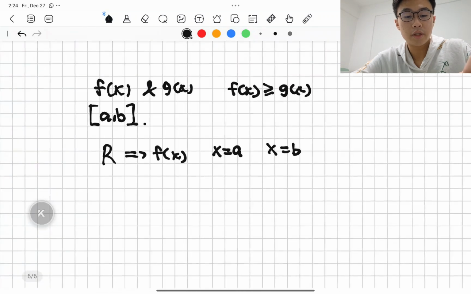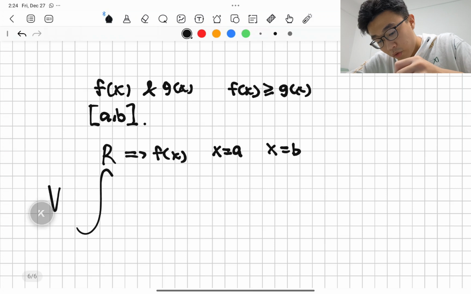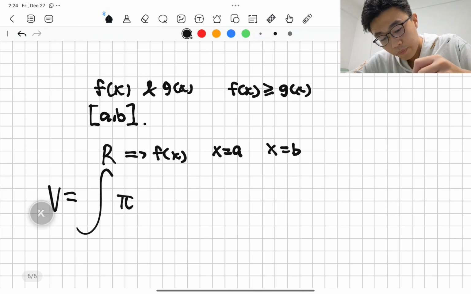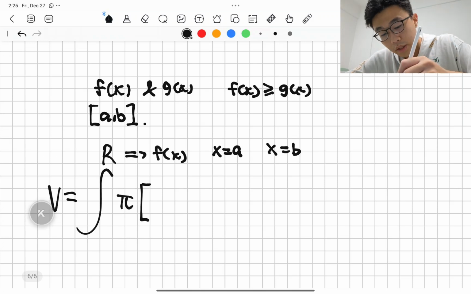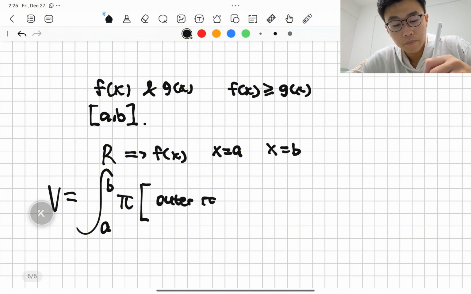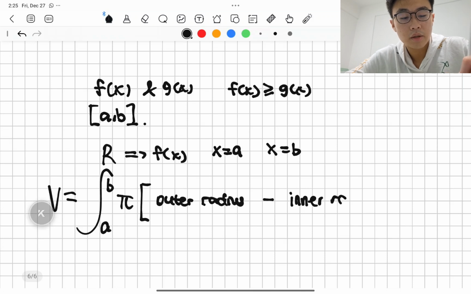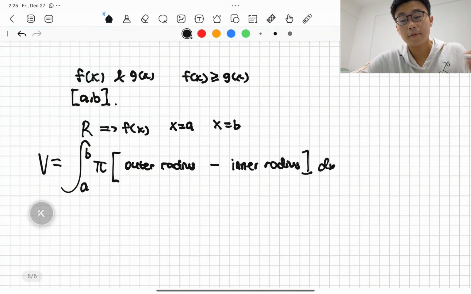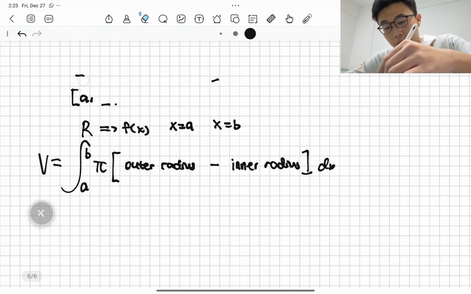Thus the volume of the solid of revolution is given by the formula V equals pi times the integral of the square bracket of the outer radius squared minus the inner radius squared. This is the formula for finding volume using the washer method. Okay, let's move on to the example question.